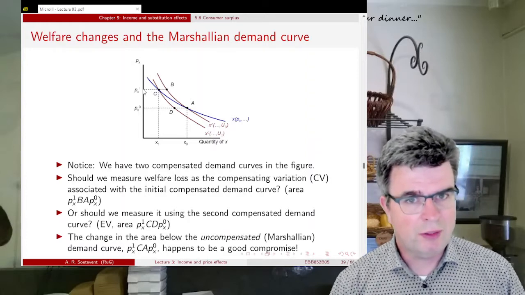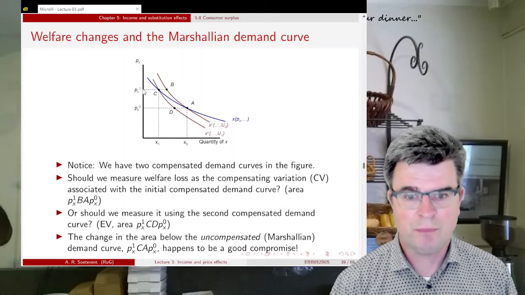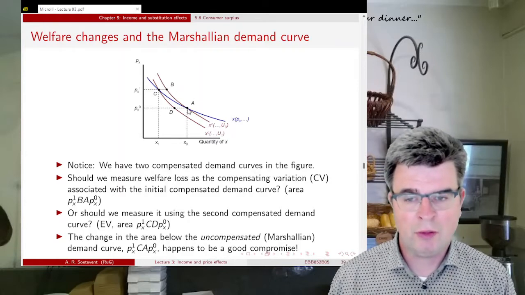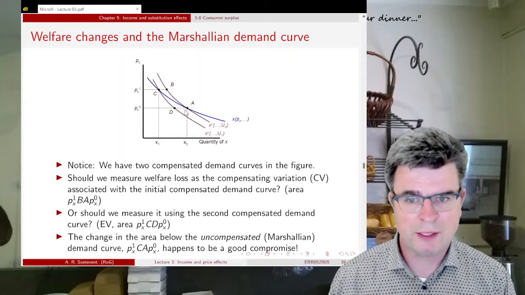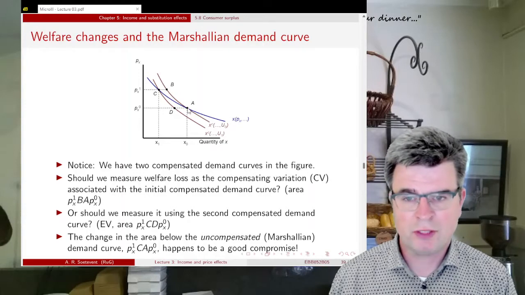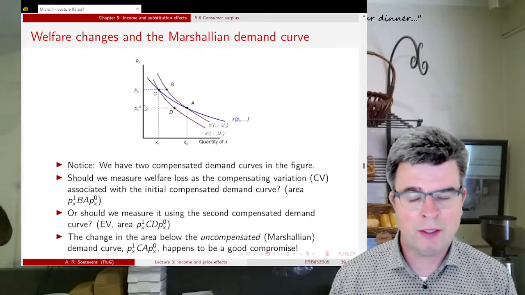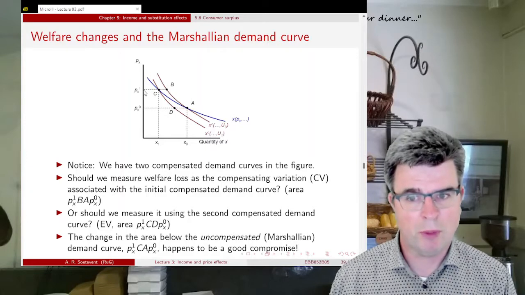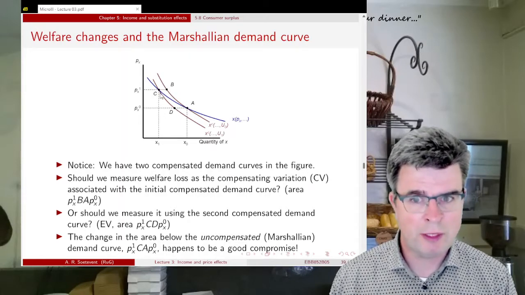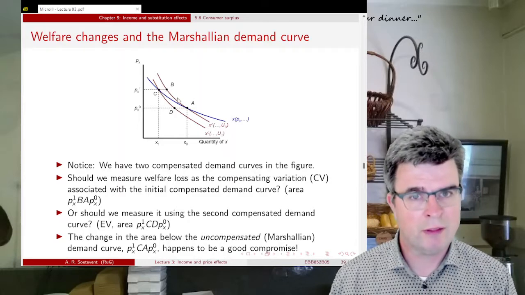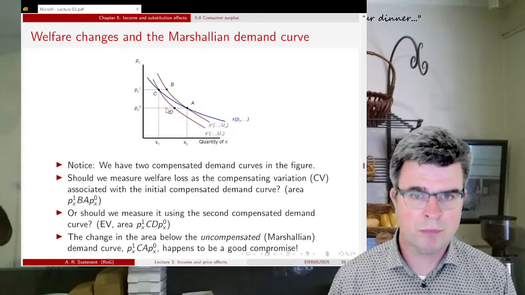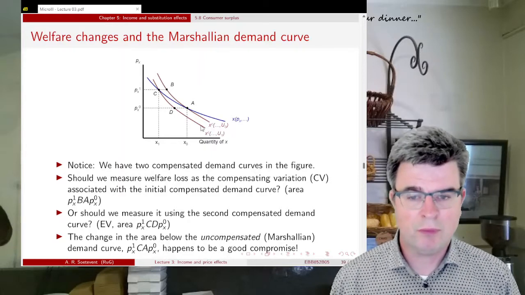And then there's a nice way out, and that is the Marshallian demand function. Because we know that this Marshallian demand curve intersects the compensated demand curve and runs below it at the higher prices and above it at the lower prices. So it intersects at point A and point C. And if we take the integral of the uncompensated demand curve over the same price interval P0, P1, we get the area that runs from A, P0, P1 to C. And that area is just in between the earlier areas that we would get if we would use the compensated demand curves. So the Marshallian demand function serves as a good compromise between the two compensated demand curves.